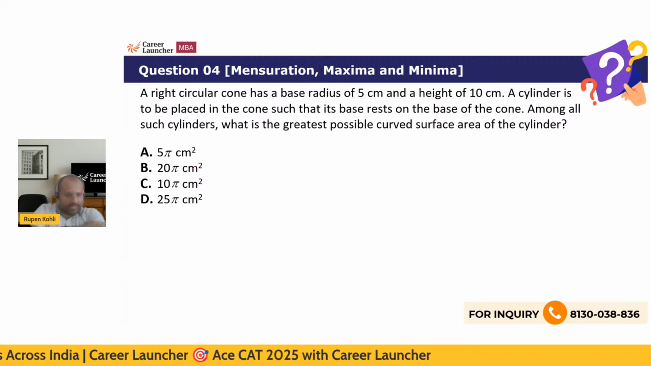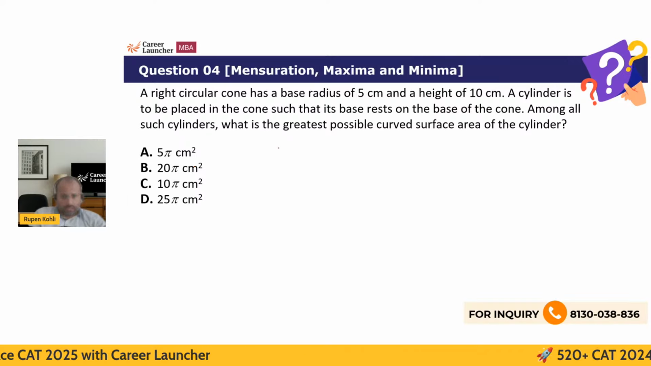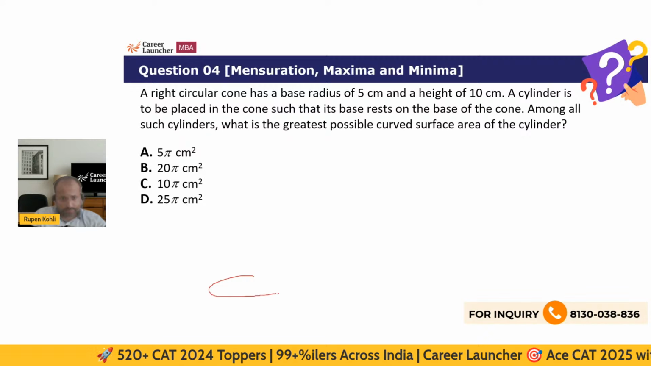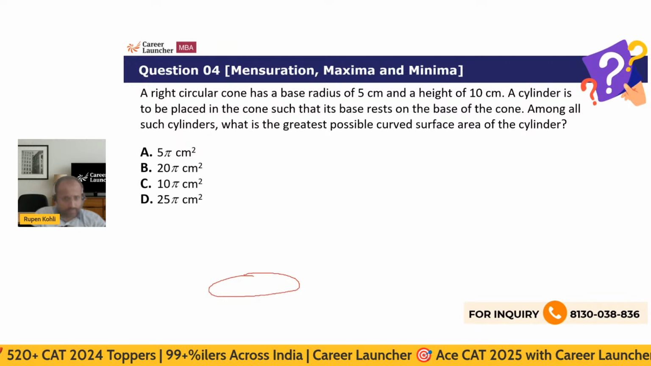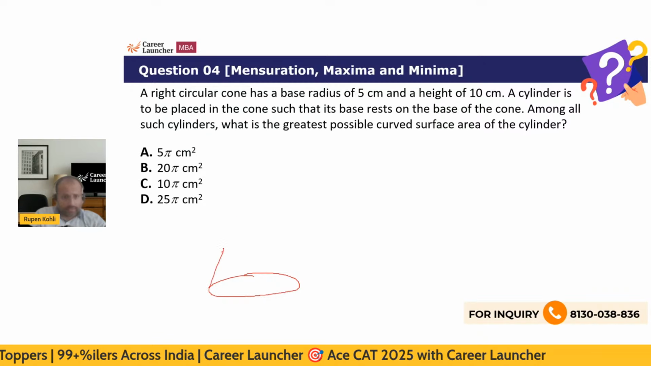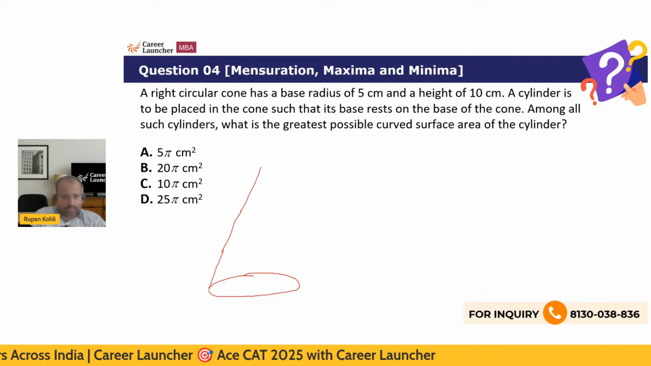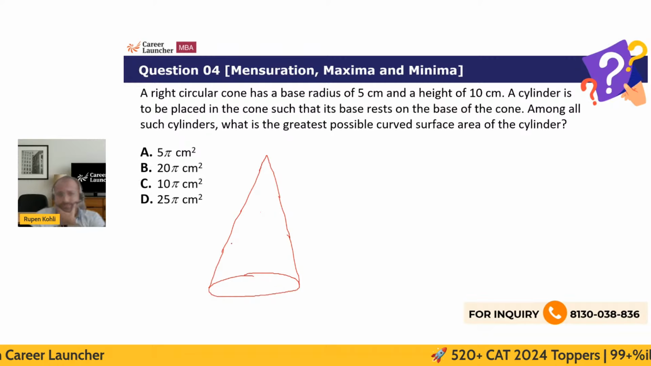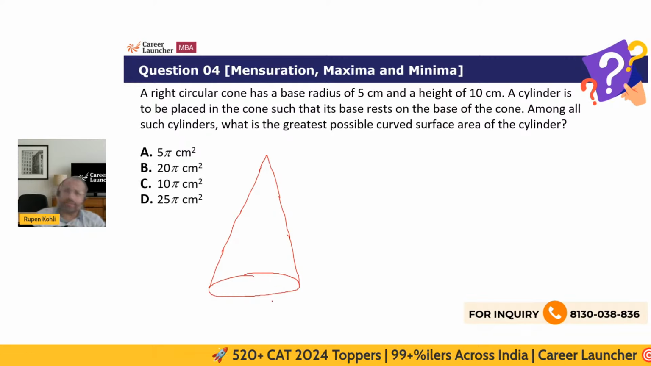Okay, so let me start this one. In case you get this, let me know. First of all, the figure, I hope you have understood what we are having. So there's a cone, let's say this is our cone. Now within this, we have a cylinder with a common base. The radius and the height of the cone are given as 5 and 10.